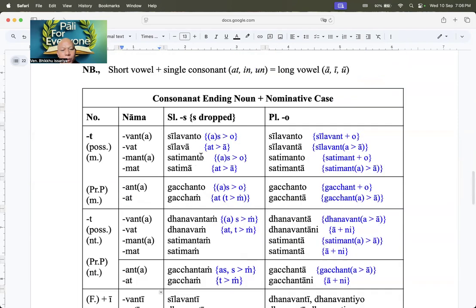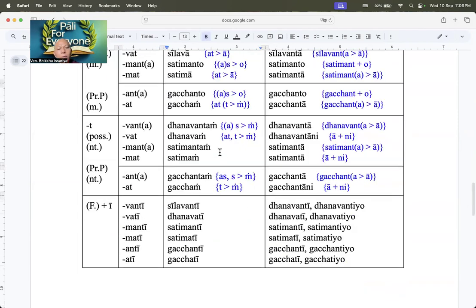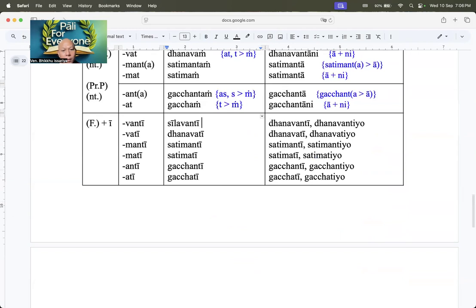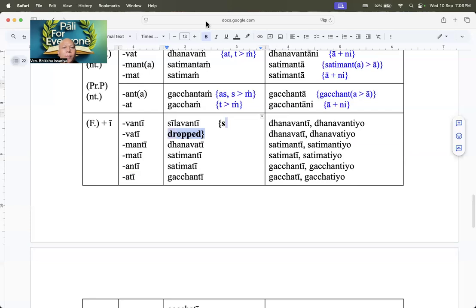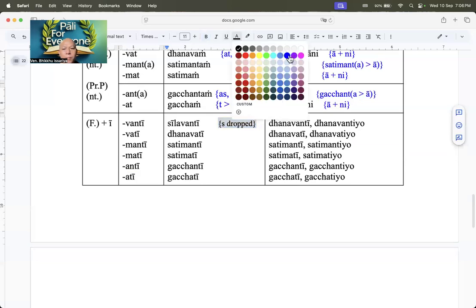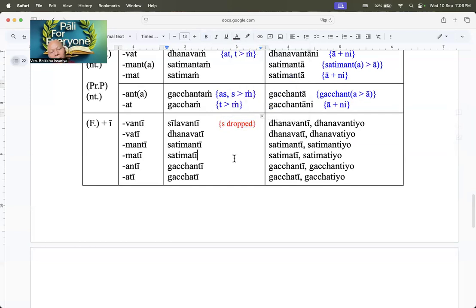After that, we use this 'sa'. This 'sa' is for the singular. For every word, that 'sa' is dropped, not applied. That is why we have silavantī, silavatī, and satimantī, satimatī, and gacchantī, gacchatī.